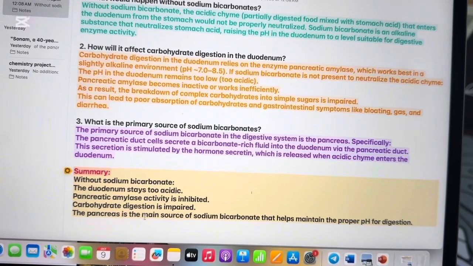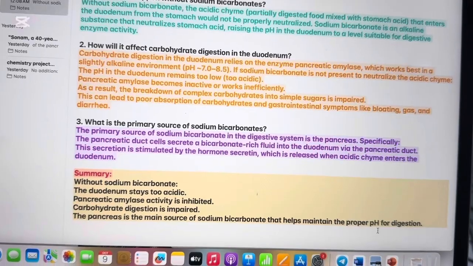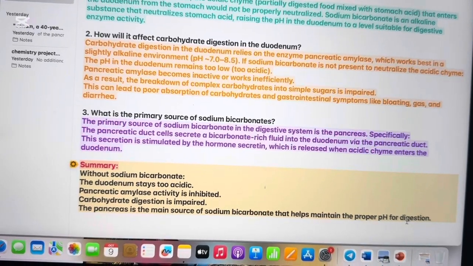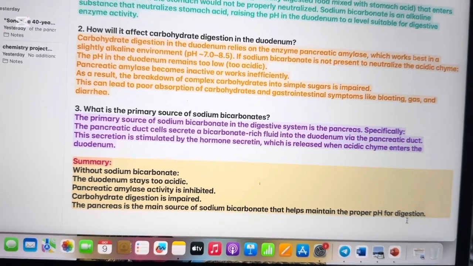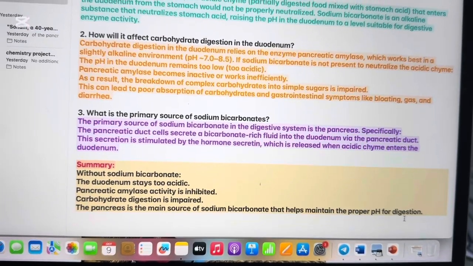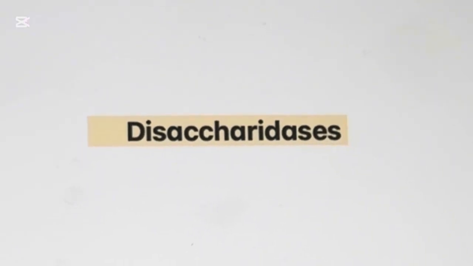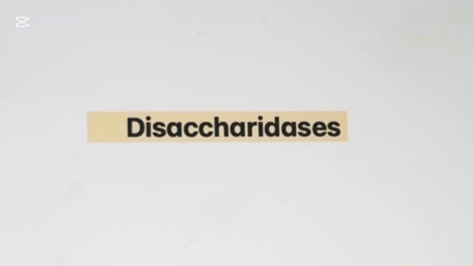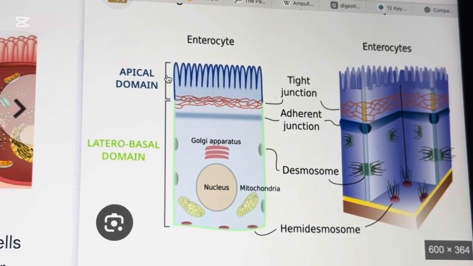And the pancreas is the main source of sodium bicarbonate that helps maintain the proper pH of the duodenum, not only for carbohydrate digestion but also for fat and protein digestion, which we will discuss in a later video lesson. Okay, let us now discuss the action of disaccharidases, which are produced by a cell called an enterocyte.